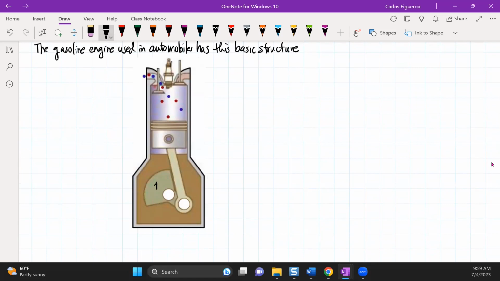Right here, which I'll call one, this here is the crankshaft. Now, there's a crankshaft rod, but I don't really care about that. Then the second thing, two here, is the piston head. And you could see that the crankshaft moves the piston head up and down as it moves in a circle here. Then we have three, and this three right here is the combustion chamber.